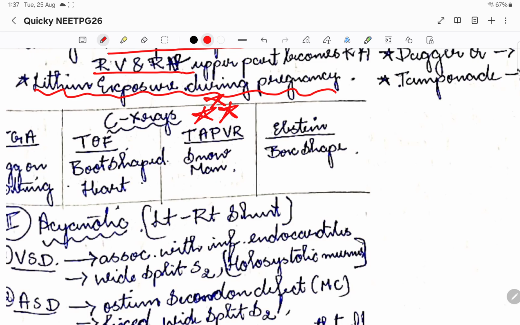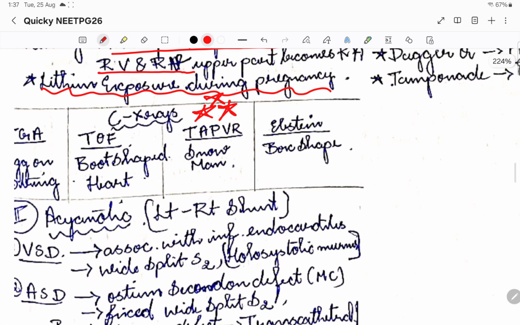Then coming to chest x-rays, this is the examiner's favorite, and this has been the question all these years. In transposition of great arteries, the heart would look like an egg on a string. Okay, an egg on a string. So this is how the heart would look.